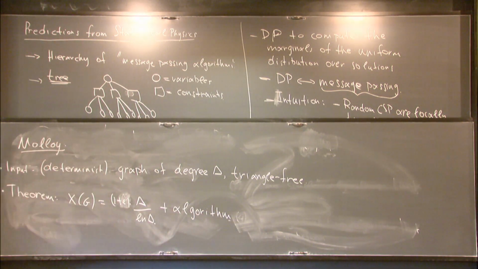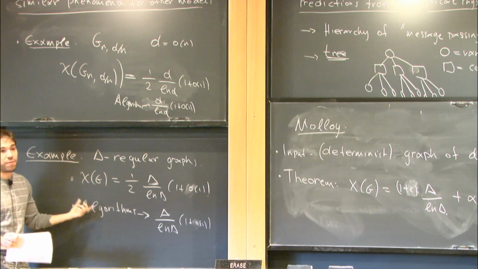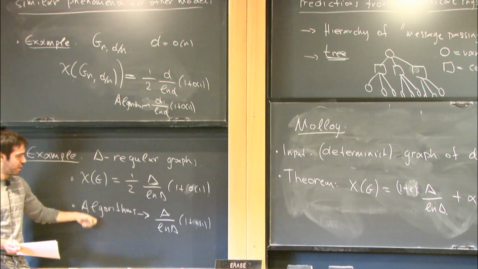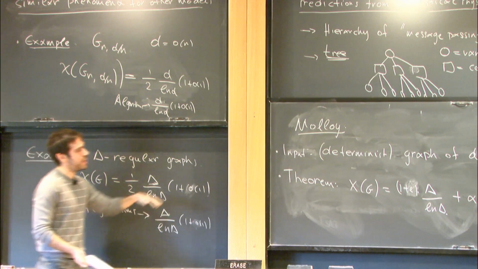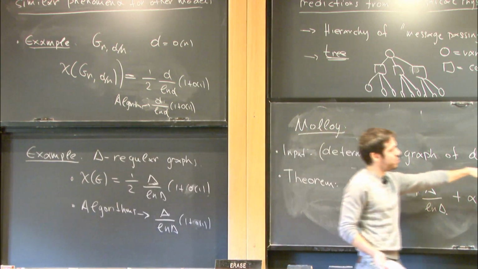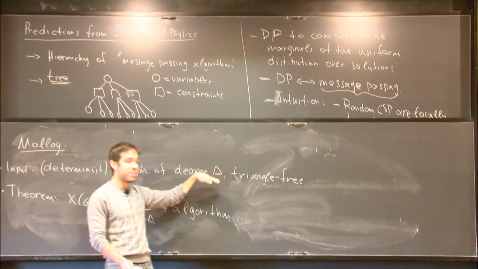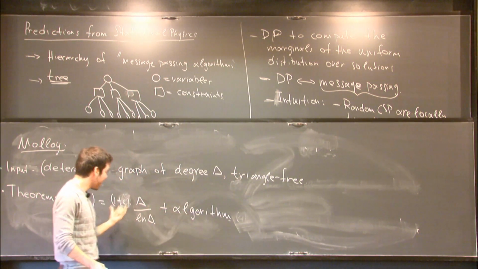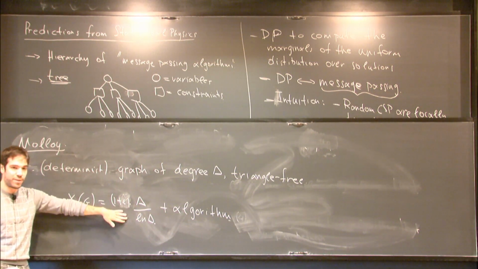So this is a theorem that says, you know what? One way to interpret it is that the only thing that matters for d-regular graphs is that they are triangle free, basically. So d-regular graphs look like trees locally. And Mike says that any graph that is basically triangle free, not even girth log n, of maximum degree delta will have a solution with this many colors.